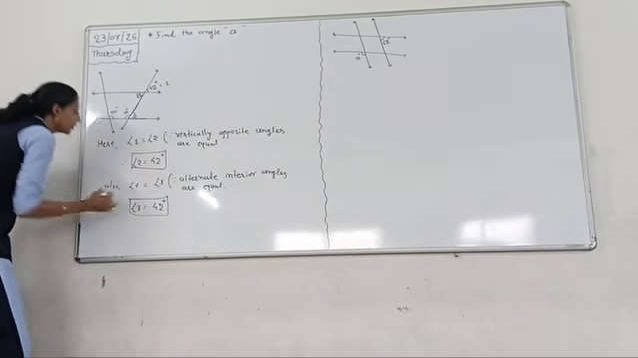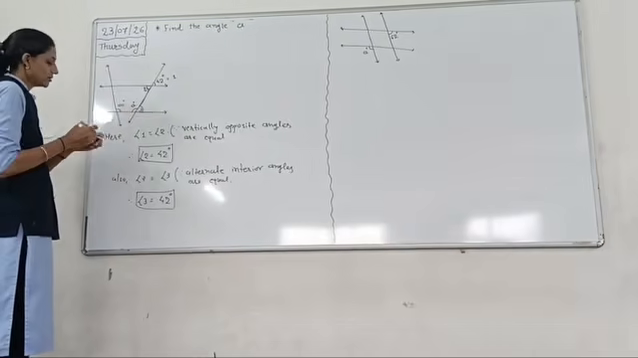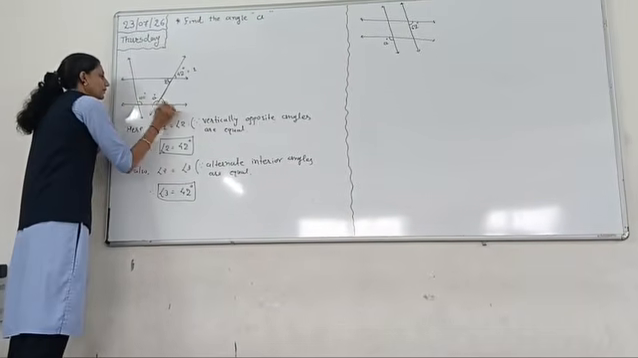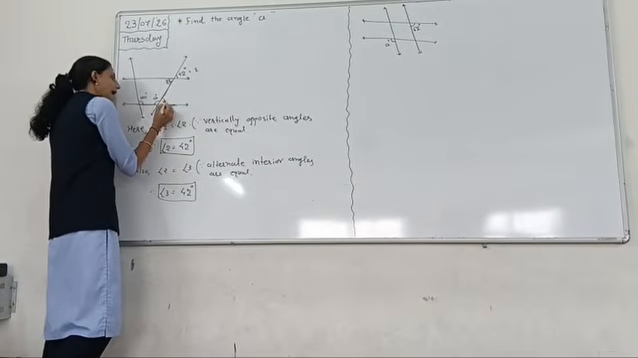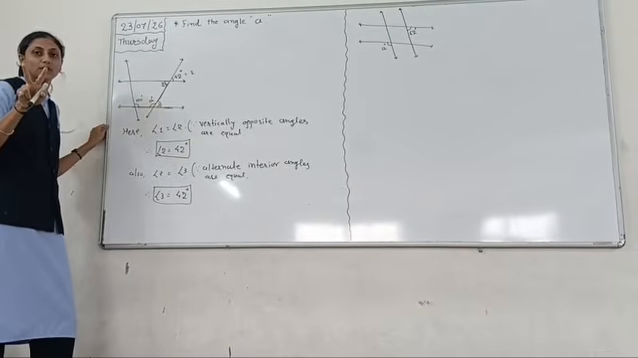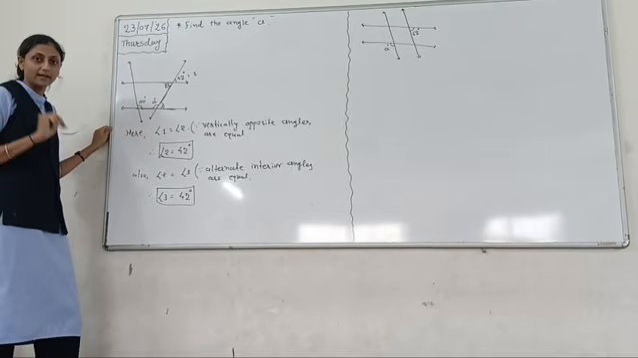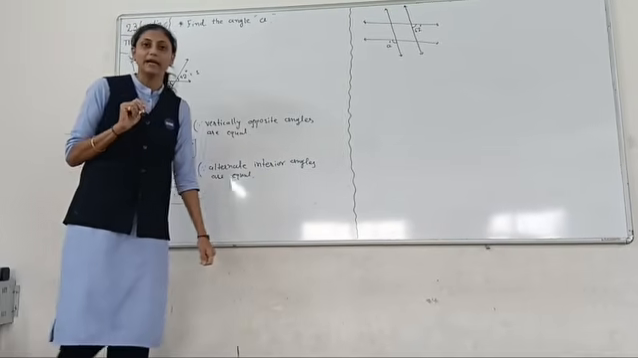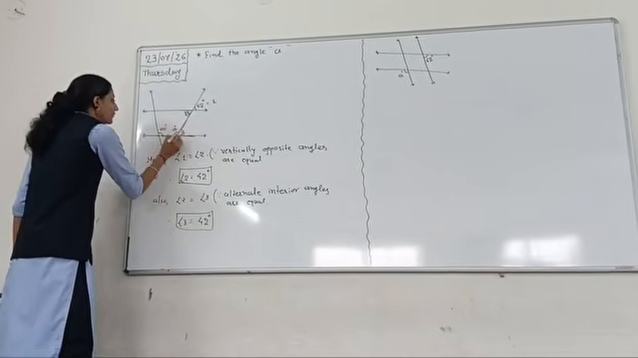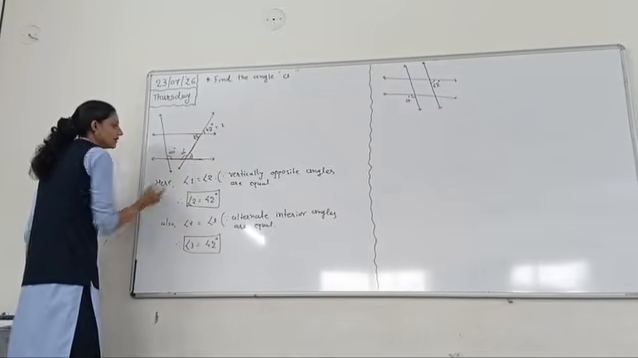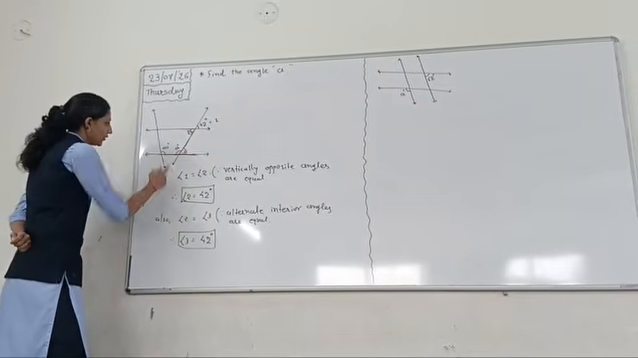Now where do we have to go? To A. Look, this is a straight line. So what does it mean? A and angle number 3 both form a linear pair. What is the meaning of linear pair? That their angles are supplementary. So which property are we going to use here? Linear pair.